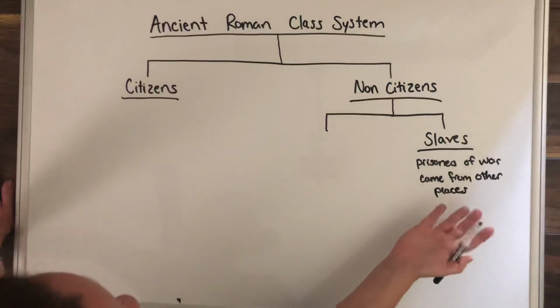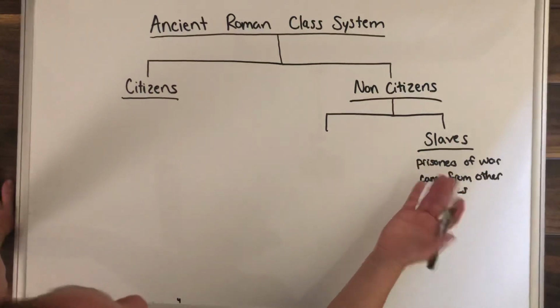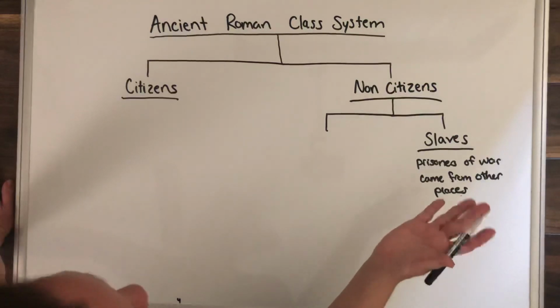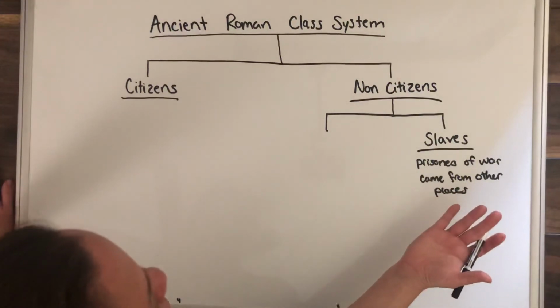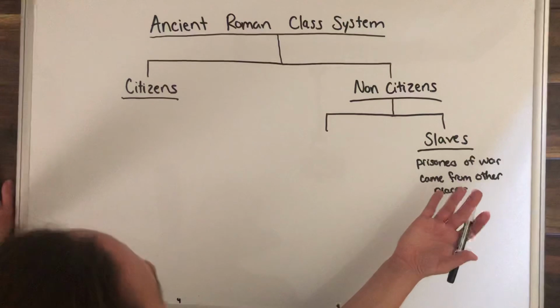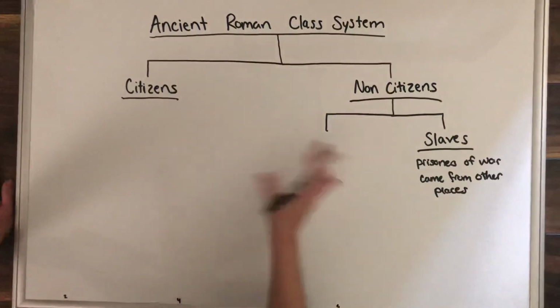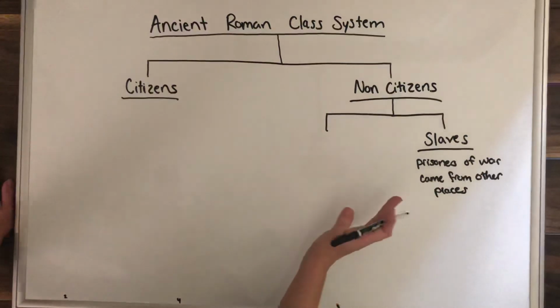And these are our slaves. What did the slaves do? Well, most of them worked on farms. They would pull the food out, they would tend to the crops, or they would work in the household doing menial chores, or they might work in the mines, doing things that the other people didn't want to do, basically.